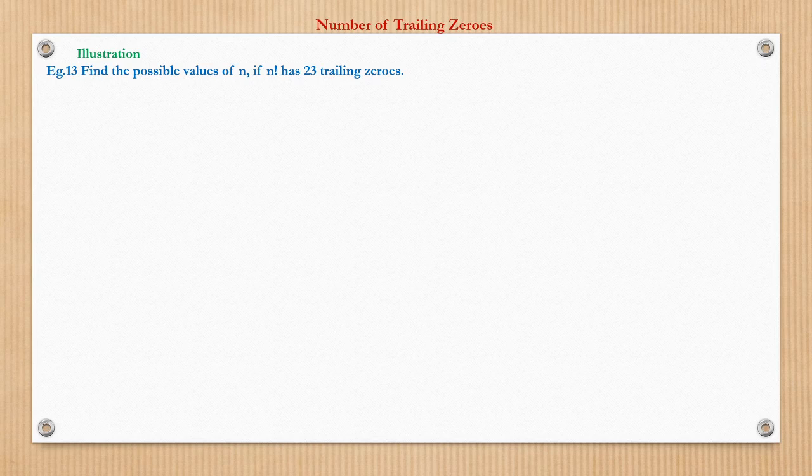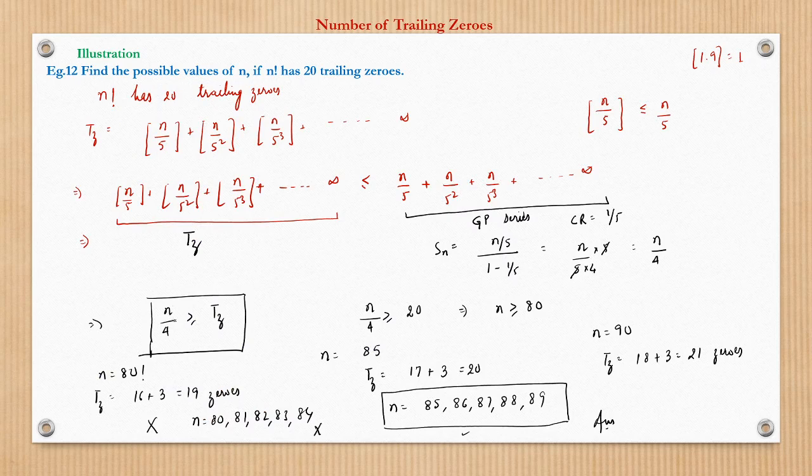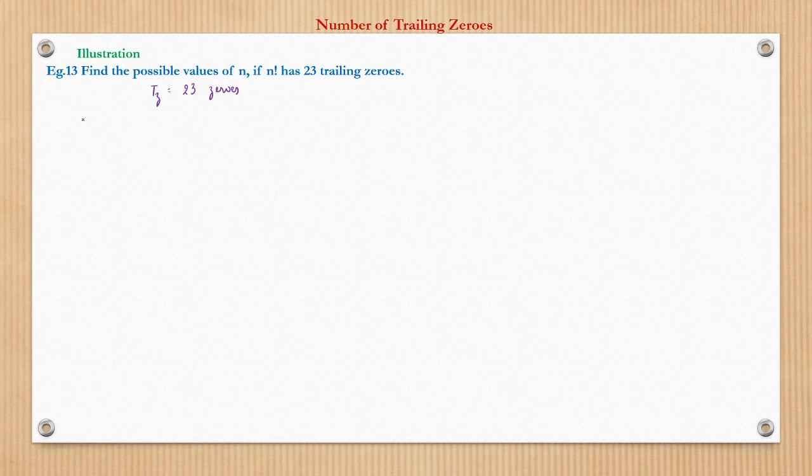Let us see another problem here. tz is nothing but 23 zeros. Now it is given that find the possible value of n factorial. We have seen this standard relationship that for the number of trailing zeros, n by 4 is greater than or equal to tz. So n by 4 greater than or equal to 23, n greater than or equal to 92.